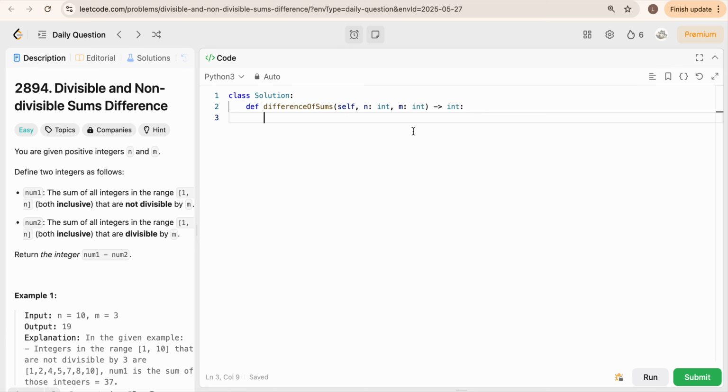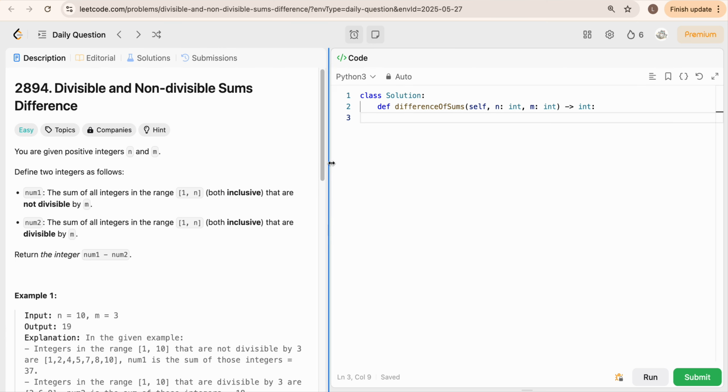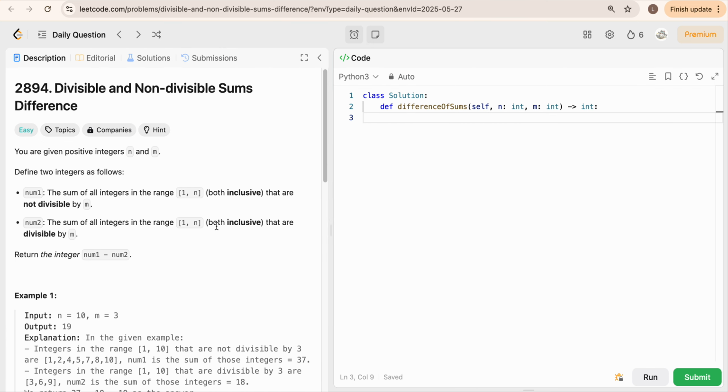Channel. So today we'll be solving divisible and non-divisible sums difference. We're given n and m. num1 will be the sum of all integers in the range 1 to n inclusive that are not divisible by m. And num2 is the sum of those that are divisible by m. And then we want to return the integer num1 minus num2.